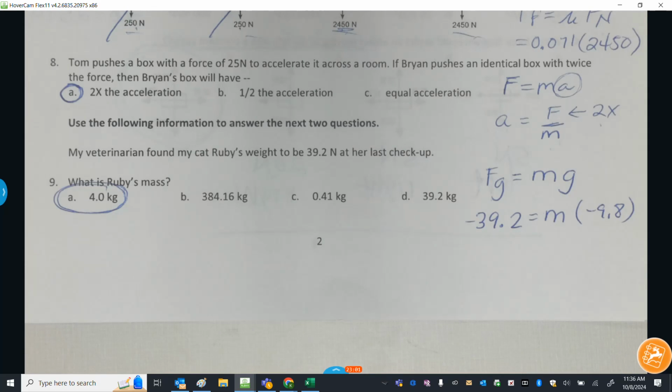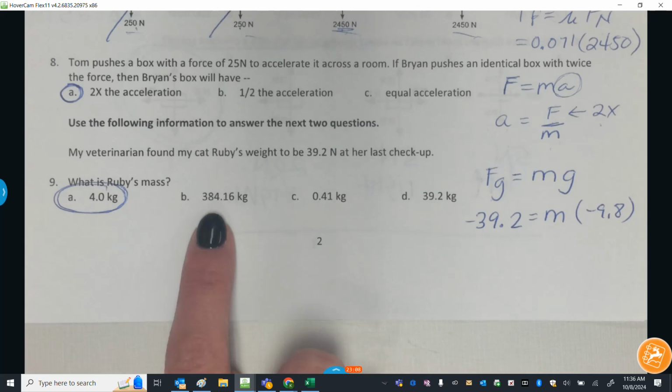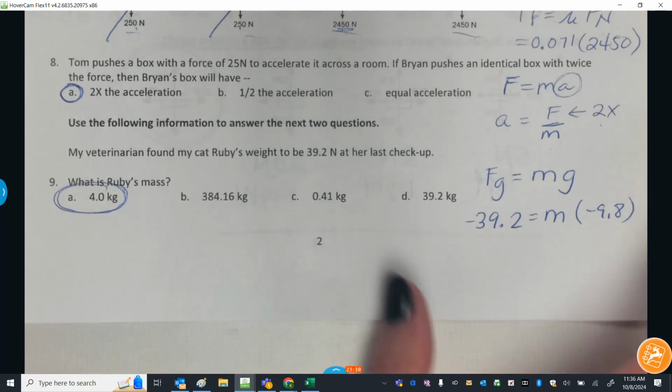Questions about number 9? A couple people missed it. Okay, I think those of you that missed it put this because you multiplied by 9.8 instead. Make sure you go back to the equation.